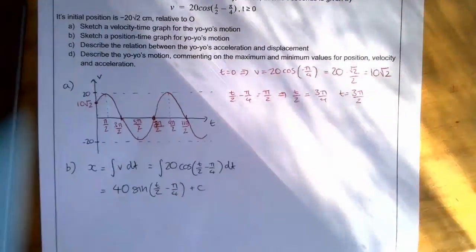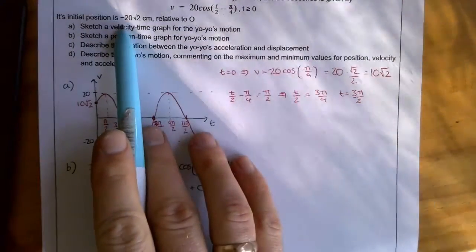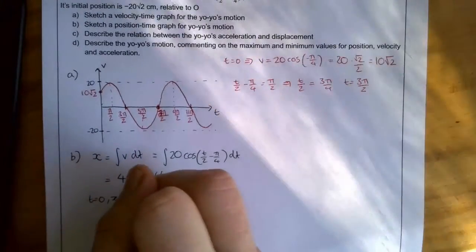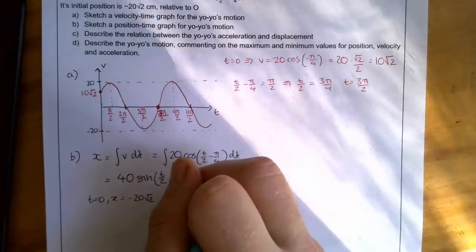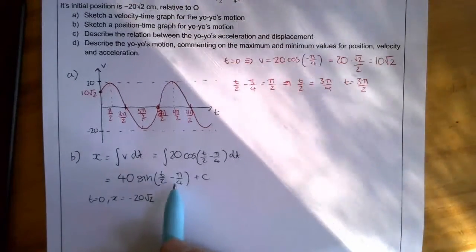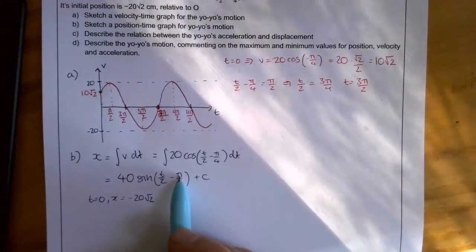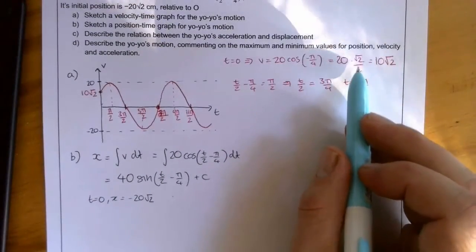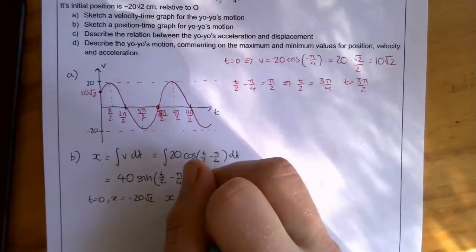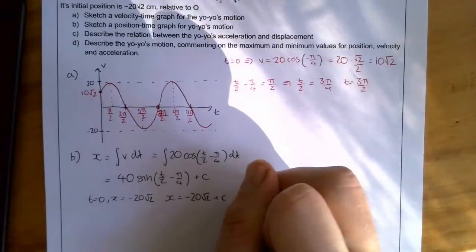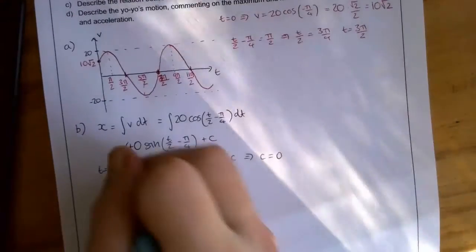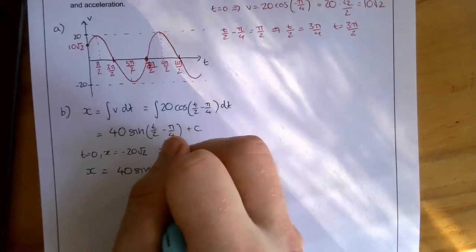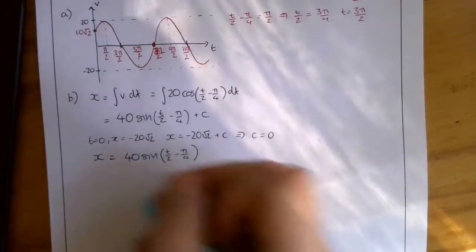My initial position is -20√2. So just checking that out, t equals 0, x equals -20√2 centimeters. If I substitute in t equals 0, this would be sine of -π/4. Sine is an odd function, so that's minus sine of π/4, and sine of π/4 is √2/2. So x would be -20√2 + c, which tells me that c must be 0. So my full expression for the position is 40 sin(t/2 - π/4), and that's what I'm going to try and sketch.